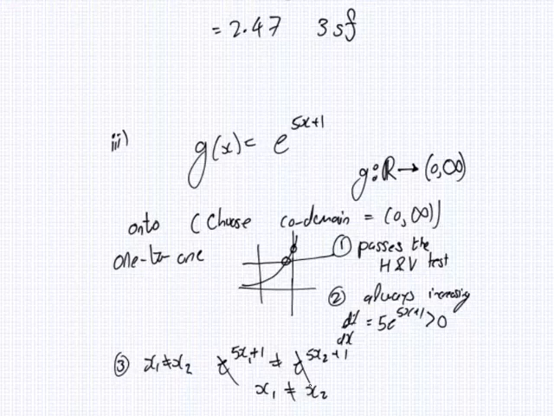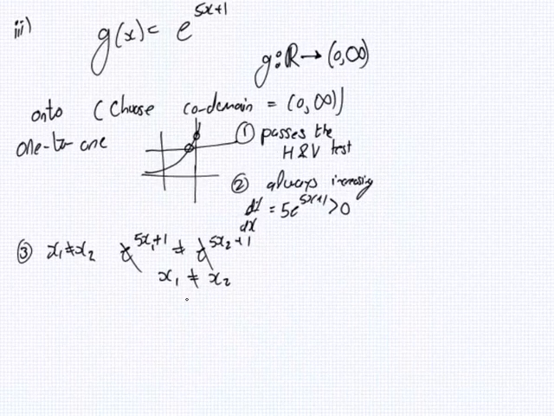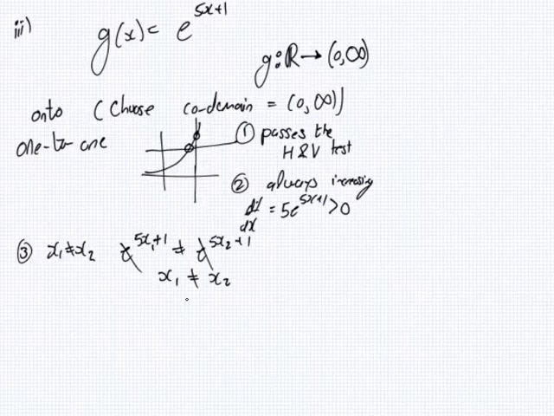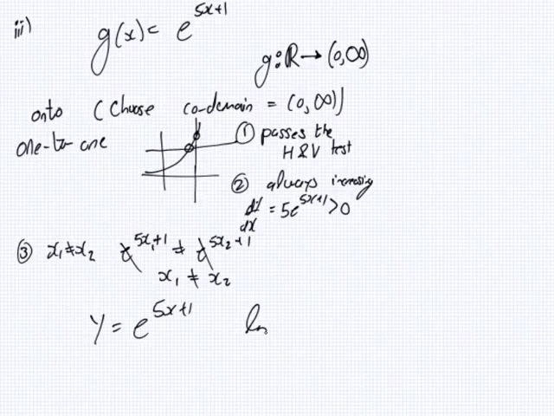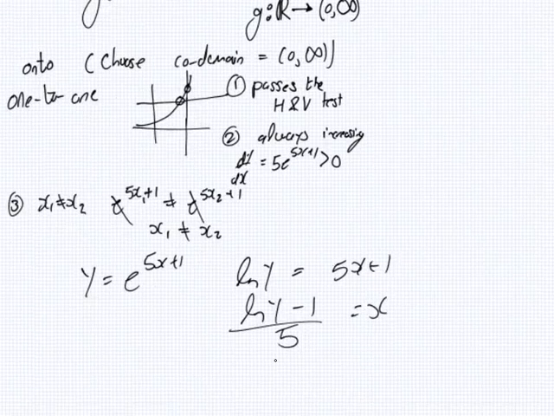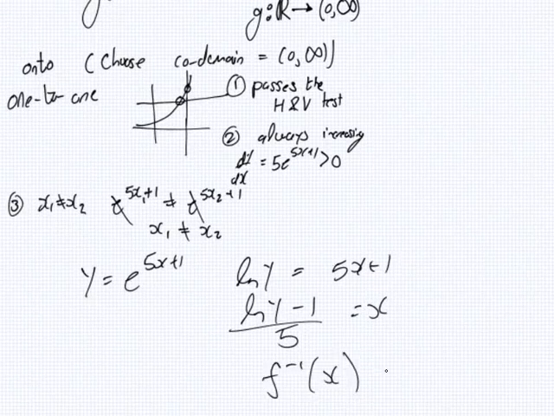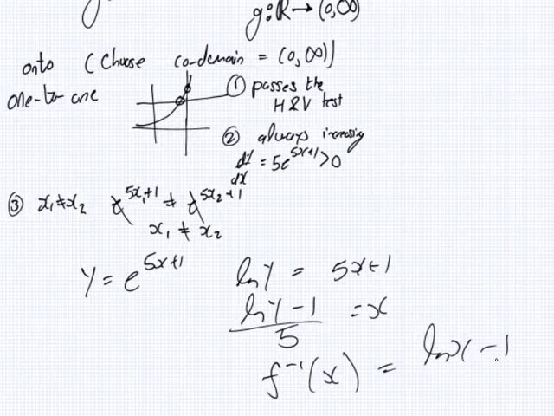The real question is now how to find that inverse. So do you remember the process to finding the inverse? What do we do first? You make y equal to e to the 5x plus 1 and then solve for x. So you get log y equals 5x plus 1, log y minus 1 over 5 equals x. So the inverse function is log x minus 1 over 5. That's one way to do it.